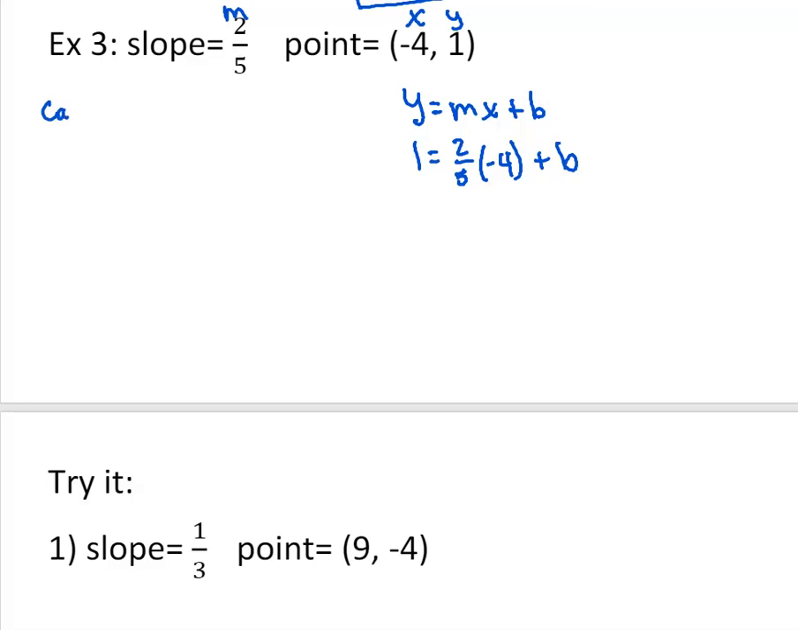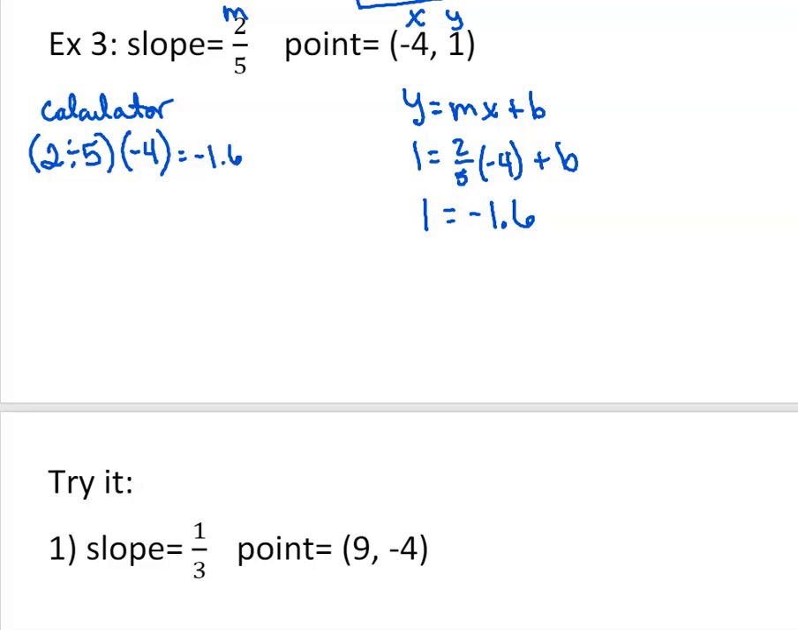Now, if you're working with a calculator, you can actually use it to do this. Remember, guys, fractions are just another way to write division. So this fraction actually means 2 divided by 5. That's what that fraction means. And then I'm taking that and multiplying it by -4. So if you type this in your calculator, that's doing 2/5 times -4. That's multiplying your m and your x. If I multiply that, I'm going to get -1.6.